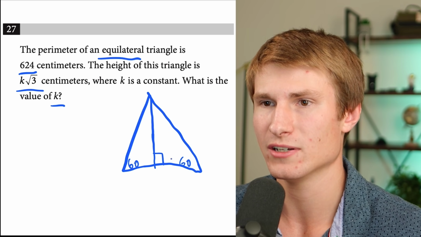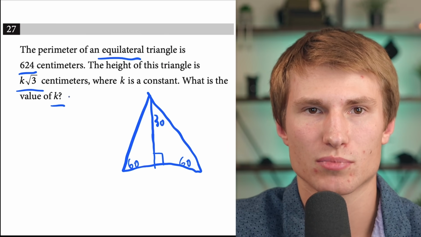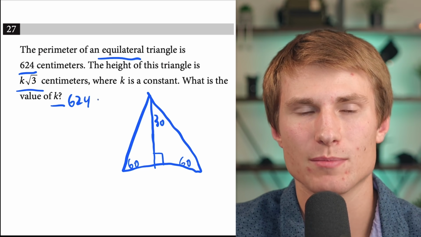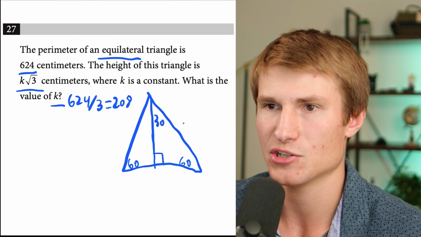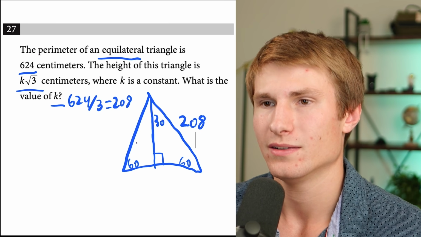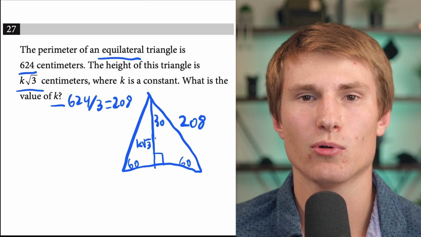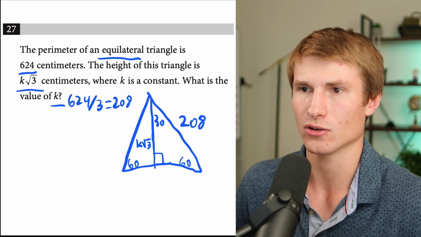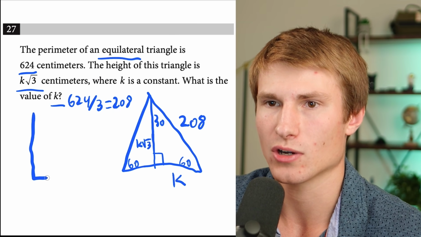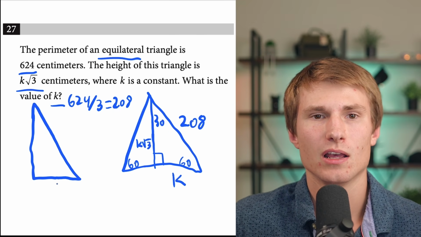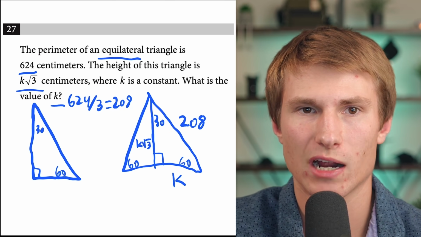We also know that since we have a 90-degree angle and a 60-degree angle, this angle has to be 30 degrees. The next thing we know is that our perimeter is 624. Since we have an equilateral triangle, if we divide it by 3, we're going to get our side lengths. So that's going to be 208 as our side length. Now, the next thing to note is that we have our height as k times root 3. This is important because when we have a 30-60-90 triangle, we know that the value here must actually be k. The reason why, if I draw this out very quickly, is that in a 30-60-90 triangle, I'll go ahead and put those numbers there so you can recognize them, and you should try to memorize this for the SAT.